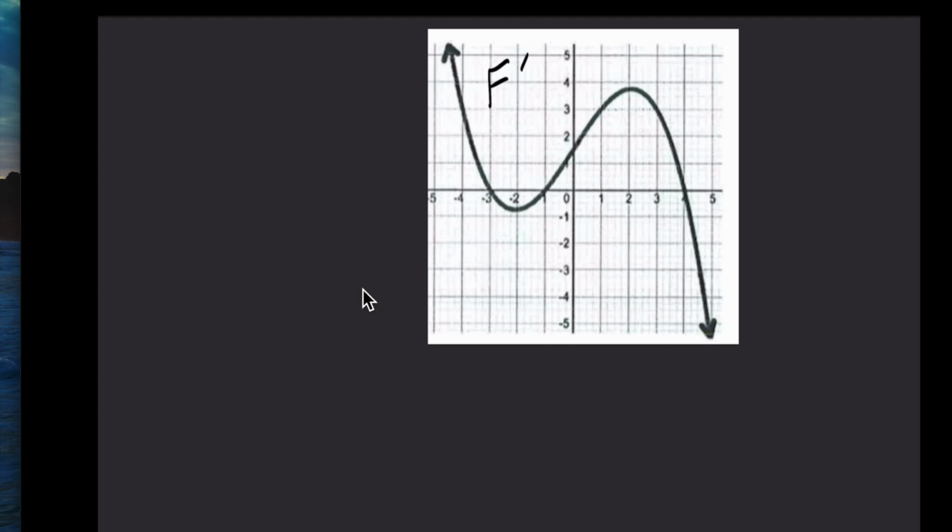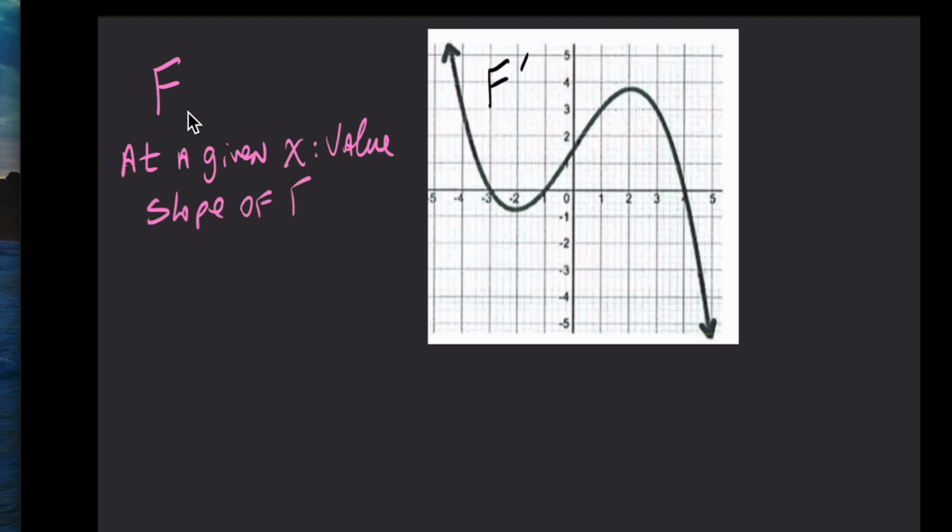We are given the graph of the first derivative of a function, otherwise known as f prime, and we're going to use this graph to make some conclusions about the parent graph, f. So I think one of the most important things to remember is, at a given x value on f, the slope of f is going to manifest on the y value of the f prime graph.